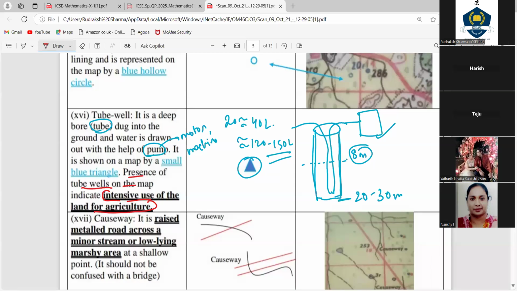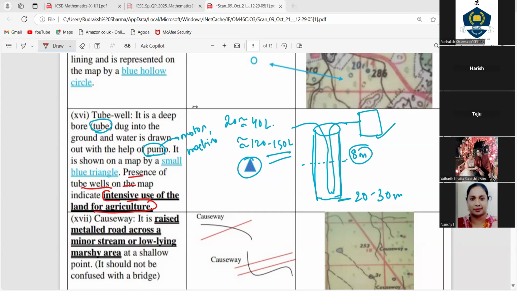So whenever you are using diesel or petrol, it requires money, and this indicates that the area is rich. Whenever people put up motors or tube wells in that area, it means that the land is very fertile and it is intensively used for agriculture.